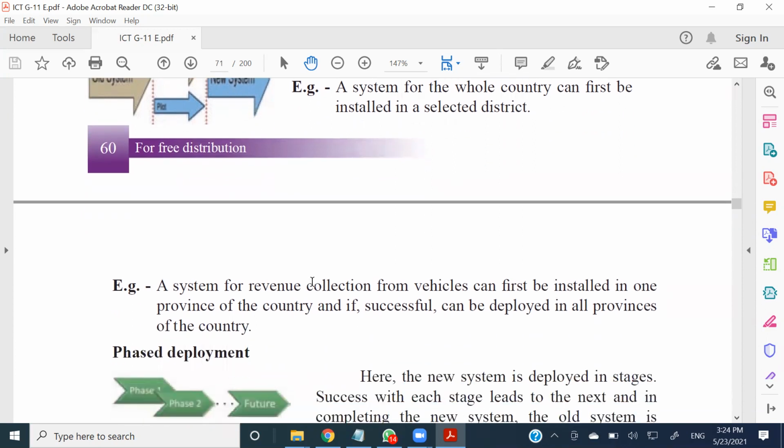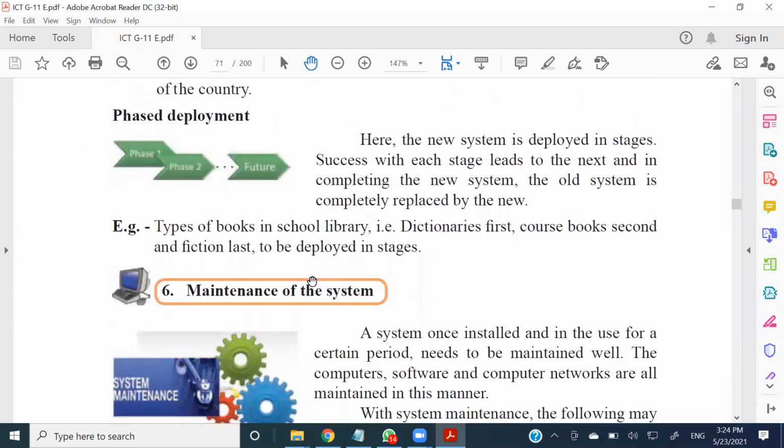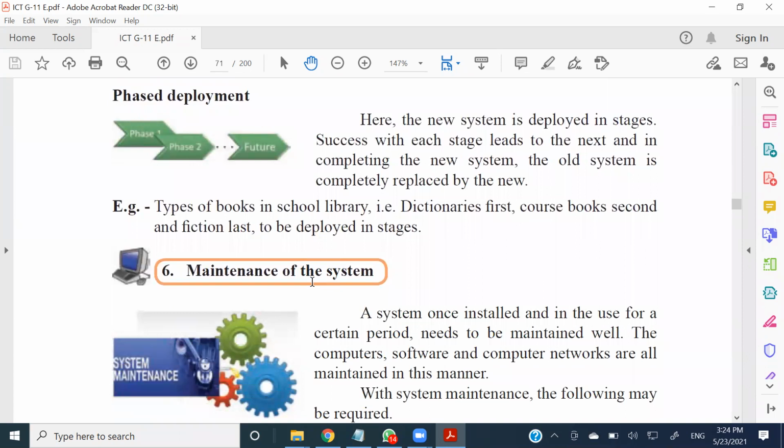And the last one is called phased deployment. Now, phased deployment means the new system will be divided into phases, right? The first phase, second phase, third phase, likewise. And one of those phases will be applied to the entire organization. So this time, all the components of the system will not be installed into the organization, but a part of it, a phase of it, right? So that part will be experienced.